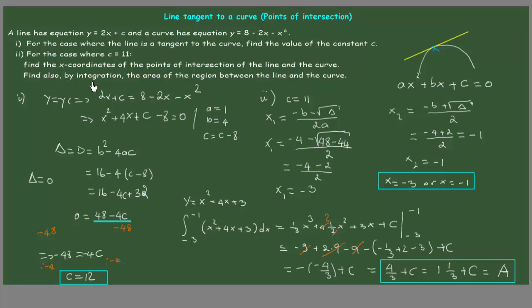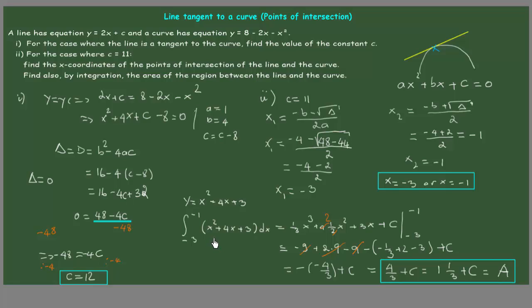And finally, we were supposed to integrate to find the area of the region between the line and the curve. Because both are touching, the equation of both the curve and the line is this equation here, and we just replace c by the value 11, and that gives us x squared plus 4x plus 11 minus 8 plus 3. And this is what we have to integrate in an interval from minus 3 to minus 1 to find the area of the region between the line and the curve.